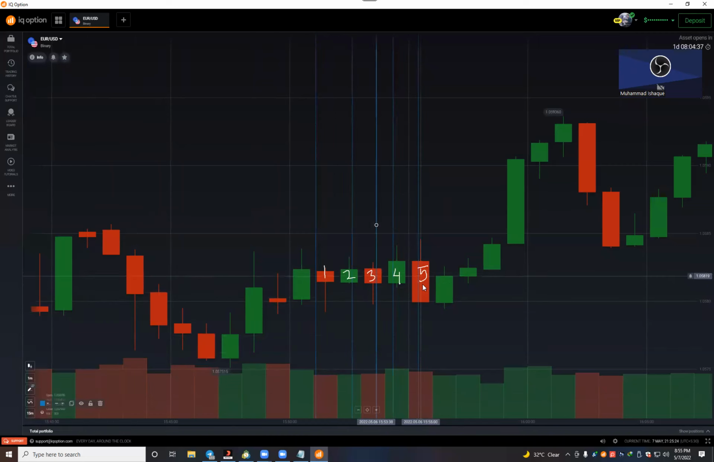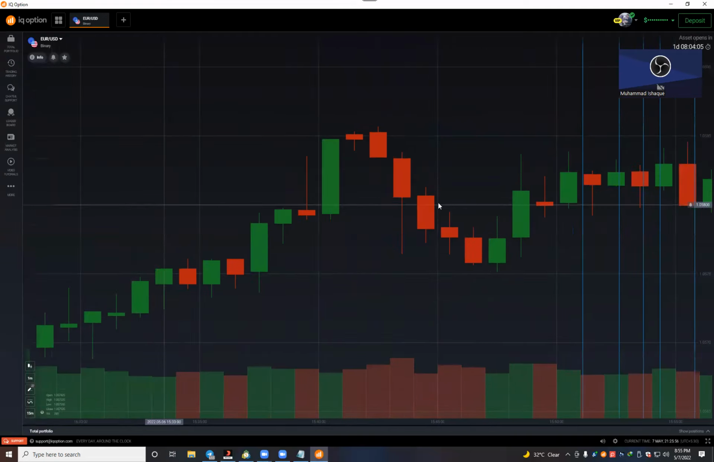Okay, why I'm not counting the last trade? The last trade is closed under the wick, but is there any sign of rejection? No, sir. So that's why I'm not considering, but it's a green candle, right? Yes, sir. But I'm not considering this candle because it's not a wick as per my strategy. Okay.